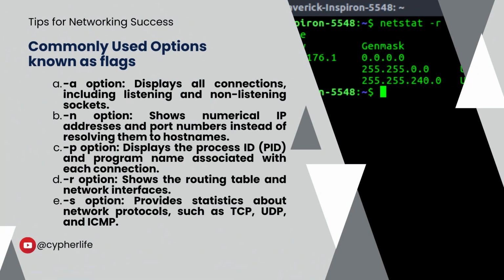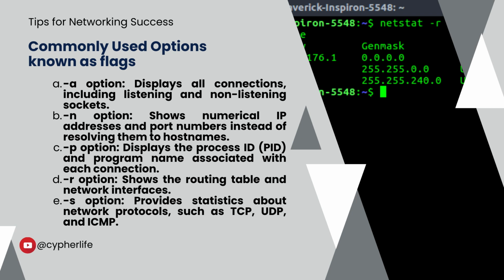Commonly used options, known as flags. The -a option displays all connections, including listening and non-listening sockets. This option is useful for seeing all active and established connections. The -n option shows numerical IP addresses and port numbers instead of resolving them to host names. This option speeds up the output display by avoiding DNS resolution. The -p option displays the process ID, PID, and program name associated with each connection. This is helpful for identifying the applications or processes utilizing network connections.